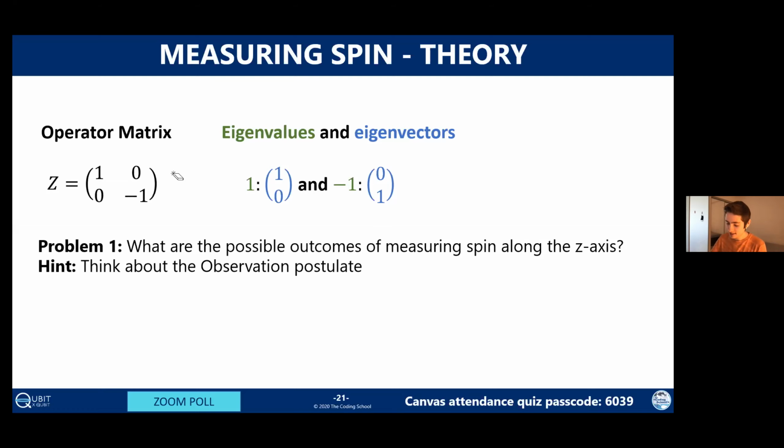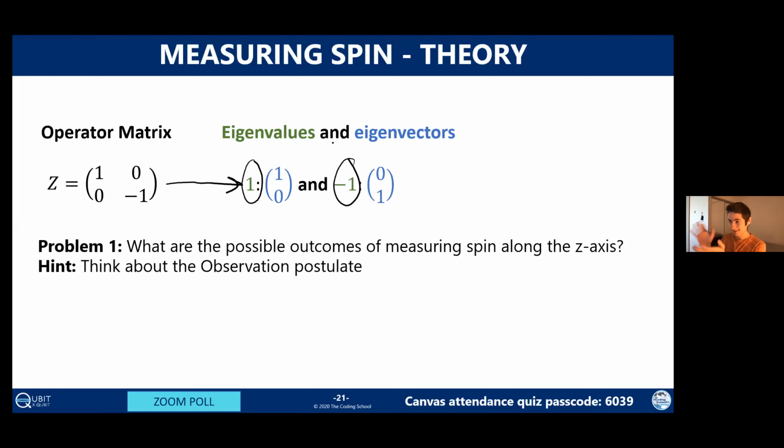Step 2, then, is to figure out what the eigenvalues of this matrix are. So I'm not going to work through that problem here just for the sake of time. But if you need a refresher, our linear algebra labs covered how to compute eigenvalues and eigenvectors. So I've done that here. We just compute the eigenvalues and eigenvectors of this Z matrix. And the postulate tells us the possible outcomes are the eigenvalues. So the correct answers here are 1 and -1.